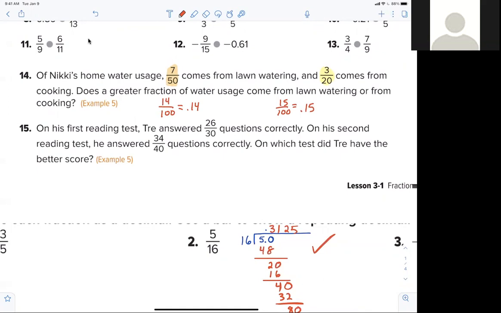So does the greater fraction of water usage come from lawn or from cooking? Which one's greater? Cooking, right? Because 15 out of 100 is bigger. All right, I like that.